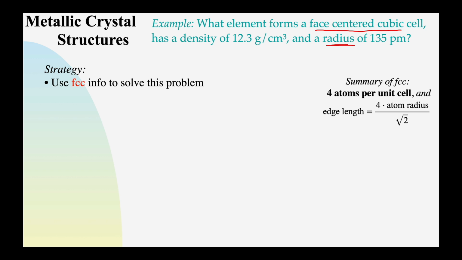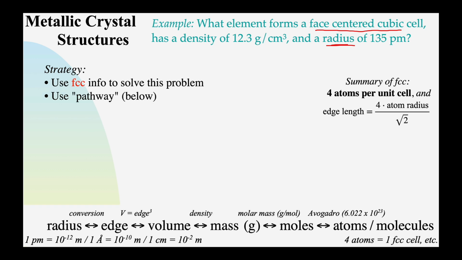And FCC, or BCC for that matter, there's 2 things you need: number of atoms per cell and that edge to radius conversion. The second thing is that this pathway below is what you're going to use on all of these problems, and if you follow this pathway through, it's not going to be too bad. We said earlier how we have the radius, so we can use the radius to edge conversion to get to edge, and edge cubed gives you volume, and we have the density up there, so we can turn volume into mass.